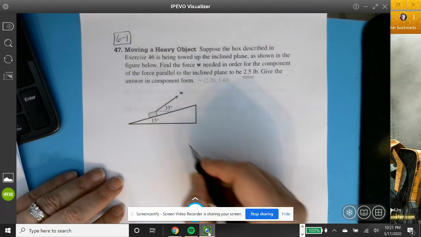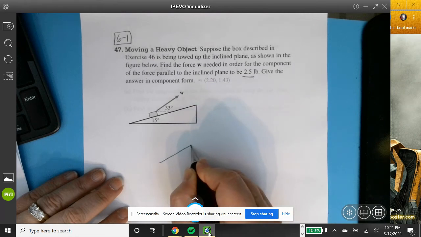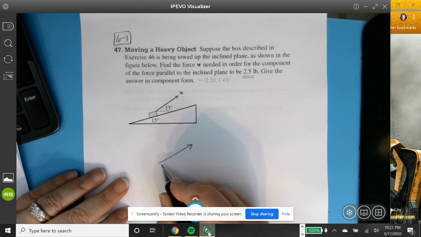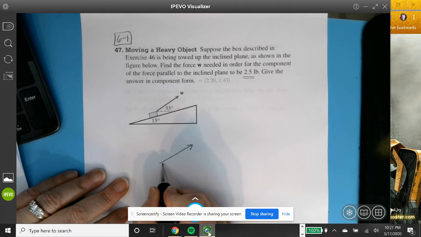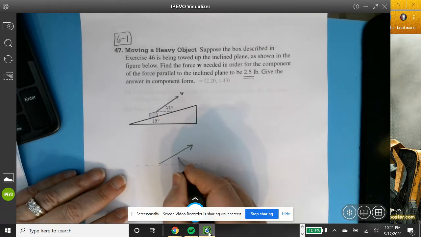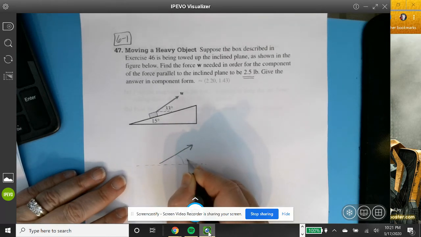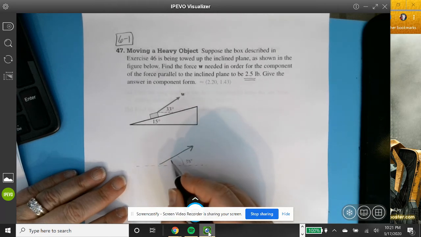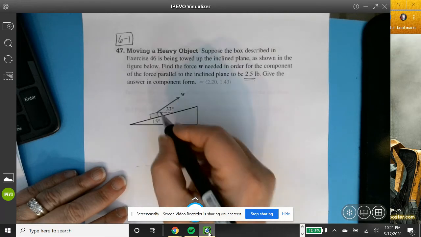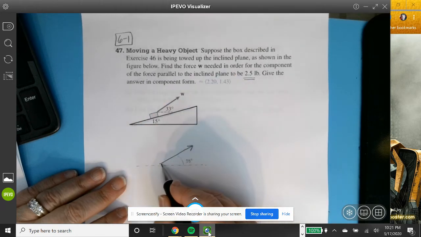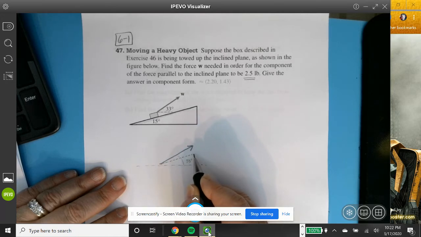Okay, so what I want you guys to consider here is, here I am, I'm going to draw W, and I'm going to just look at this section here, okay? And W is going to have a horizontal here. And this whole angle here is 33 degrees. But it's going to have a component that's parallel to the inclined plane here. Okay, so here it is. I'm going to draw this part. This is the component that's parallel to the inclined plane.